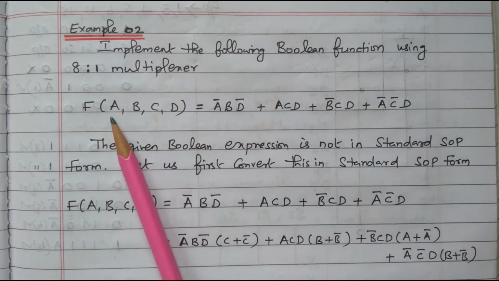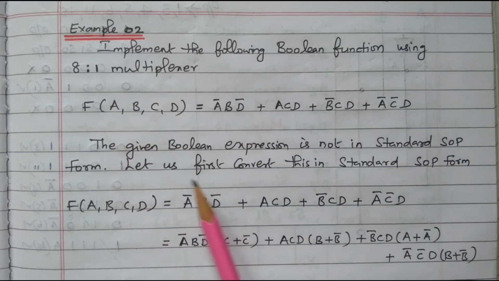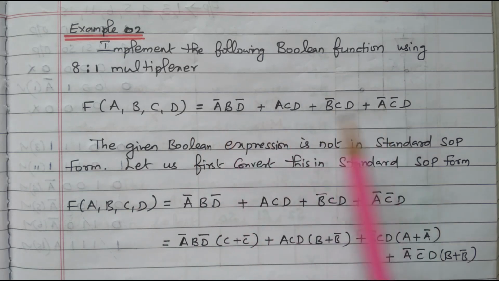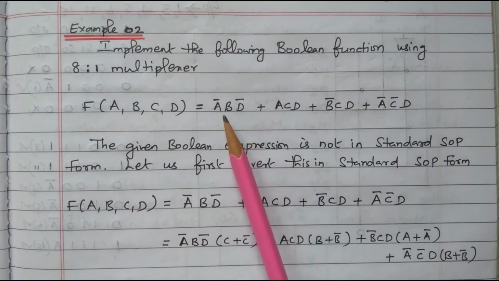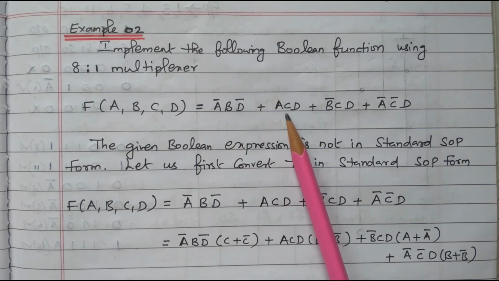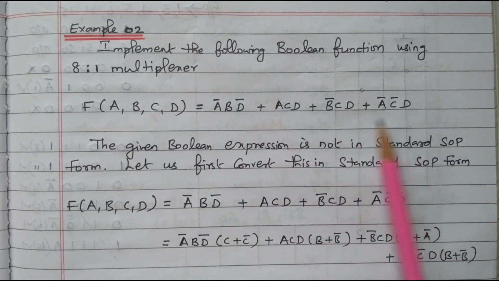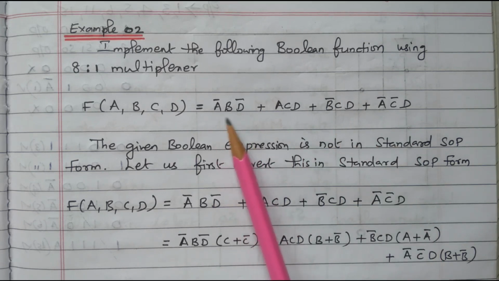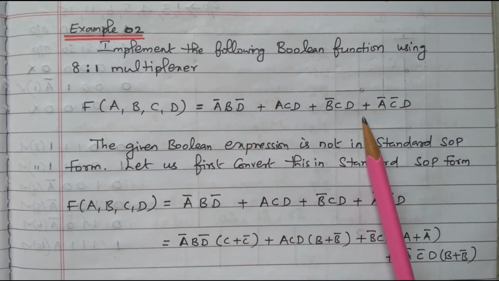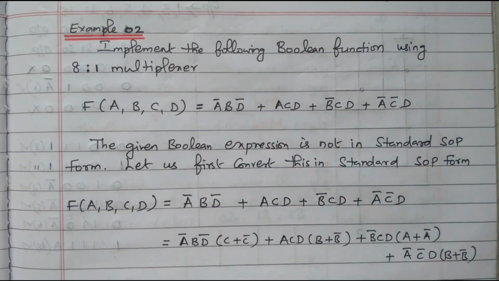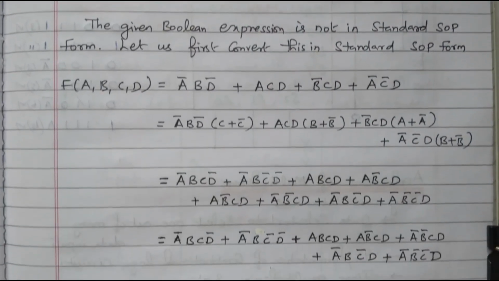Also the variables are 4 variables a b c d, but this given Boolean function is not in a standard form. Standard form means every term contains all 4 variables a b c d, but this first term contains a, b and d. C is missing here, b is missing here, a is missing here, b is missing here, right? So the standard form means every term contains all 4 variables. So it is not in a standard form. So we need to bring the given Boolean function into the standard form.